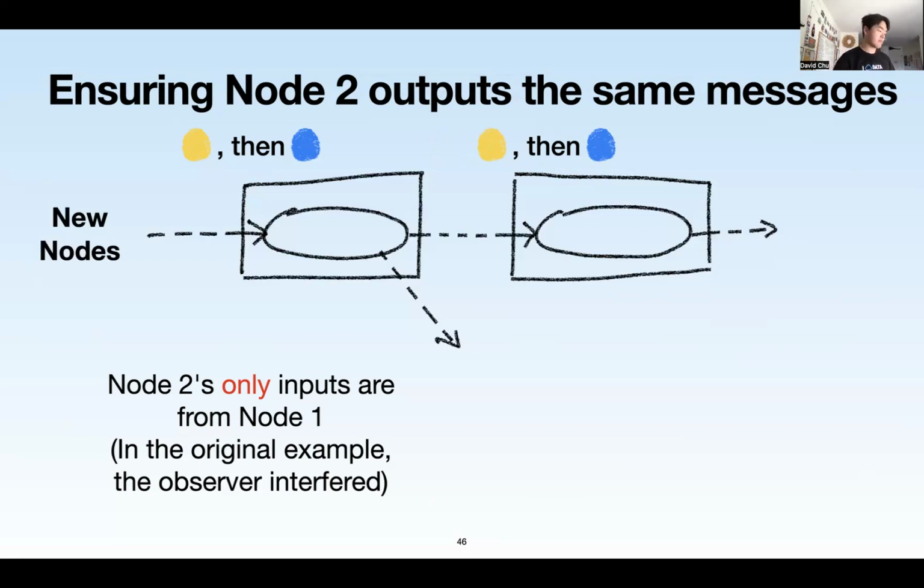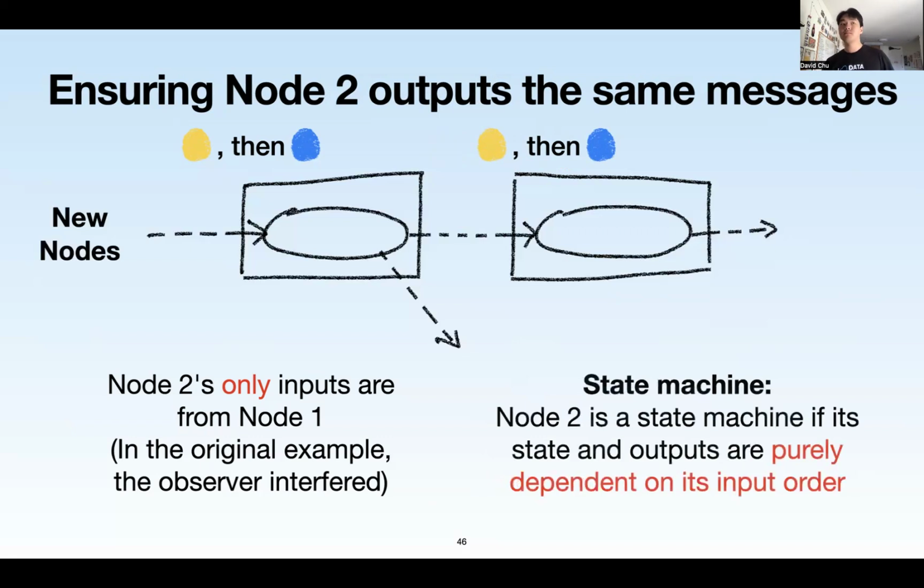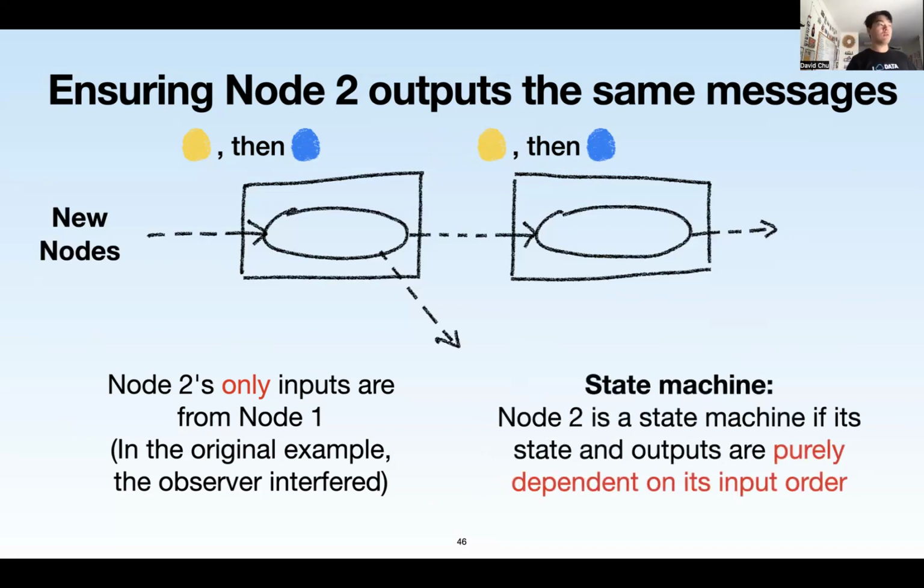And this is enough to prove that it will output the same messages if node 2 is deterministic, if the input ordering is the only thing that node 2's outputs depend on. This recalls the non-determinism from the network argument that I made earlier. If non-determinism came from anywhere else, like a random number generator or a local clock timeout, this would not work. But if the output was solely dependent on input ordering, then yes, we will get the same outputs. And that's it. That's our proof sketch.